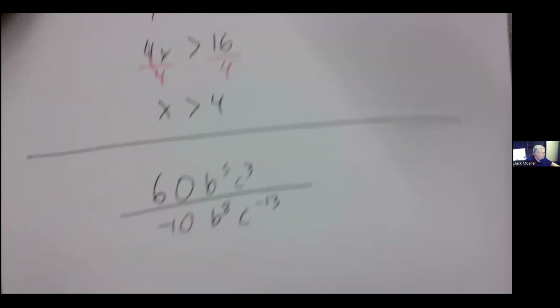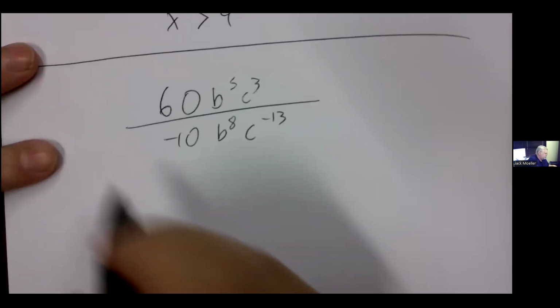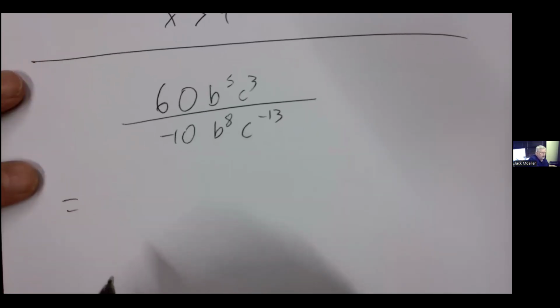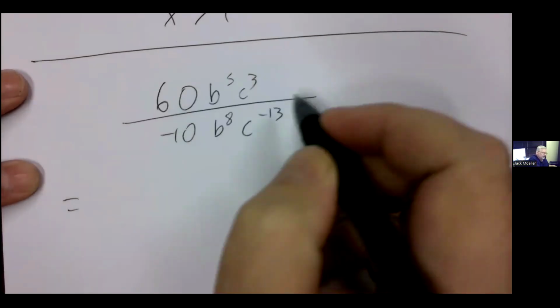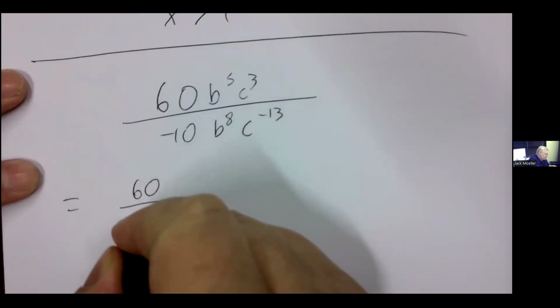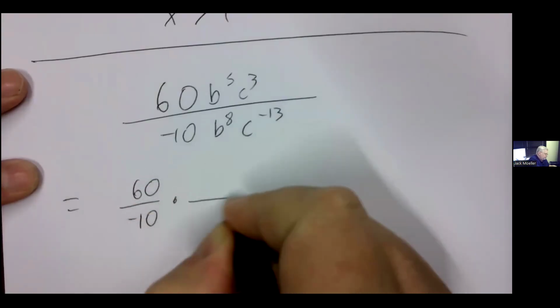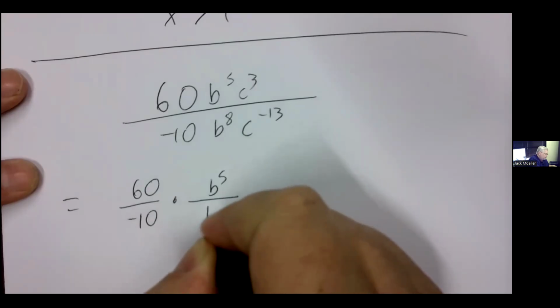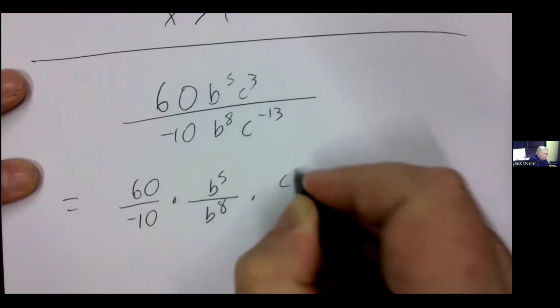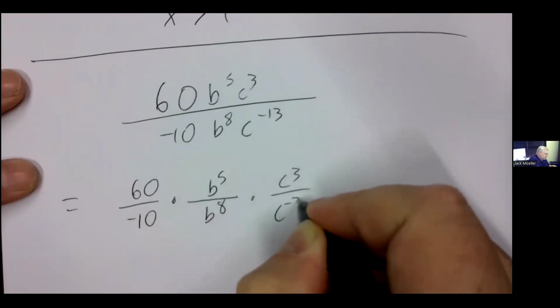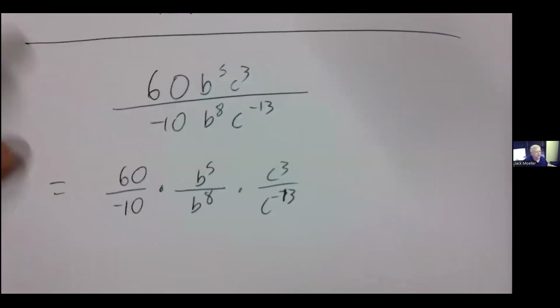All right, so when you're doing a problem like this, first thing I would do is I'd recommend splitting this up into 3 fractions, because we have numbers, we have b's, and we have c's. So I think if we split it up like that, then it makes it a little bit easier to deal with. Then we're just dealing with one set of rules at a time.